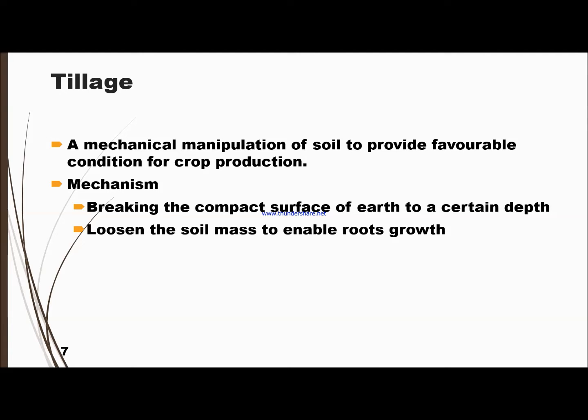The depth depends on the plant species, for example corn versus paddy or rice. They have different root systems and root depths, so we have to alter the pulverization of the soil at different depths. The mechanism also involves loosening the soil mass to enable root growth.